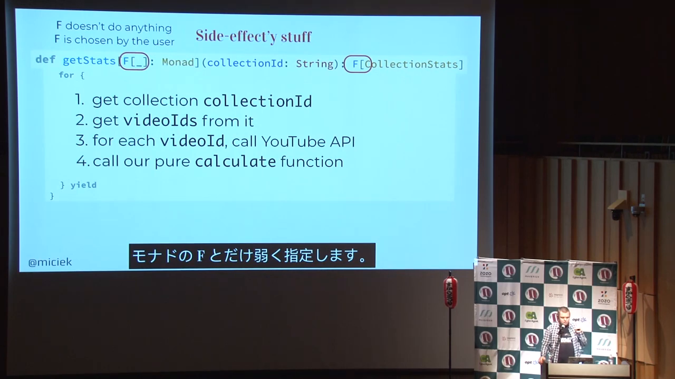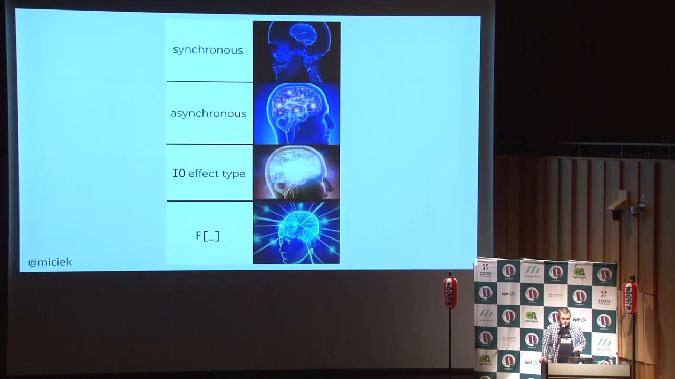So for example, in order to have a for comprehension, we need a monad. We need a flat map and map in our type. But that's all we get. We can't spawn a thread here, right? Because we don't have this kind of constraint on the code. So we return F of collection stats, and F for now is just something that doesn't do anything but has flat map and map, so we can do a for comprehension on it. And I will be programming using this approach in a bit.